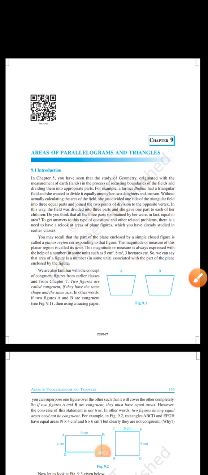Hello students, so today we will start with our new chapter, that is area of parallelograms and triangles. In the previous classes you have learnt about congruency, about various types of quadrilaterals and their properties also.